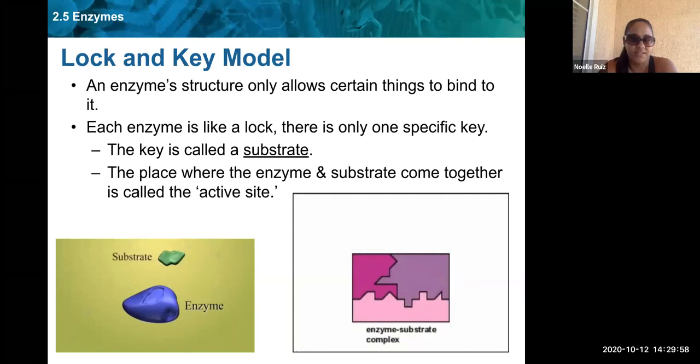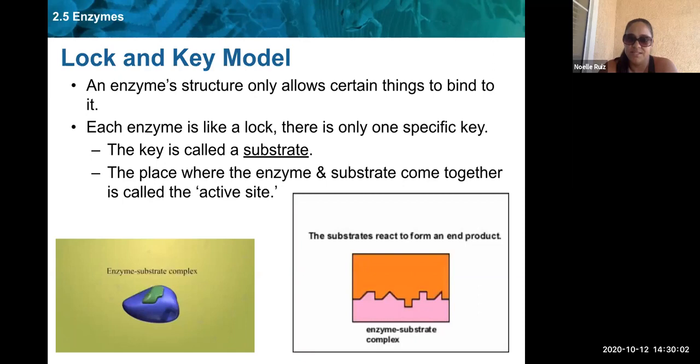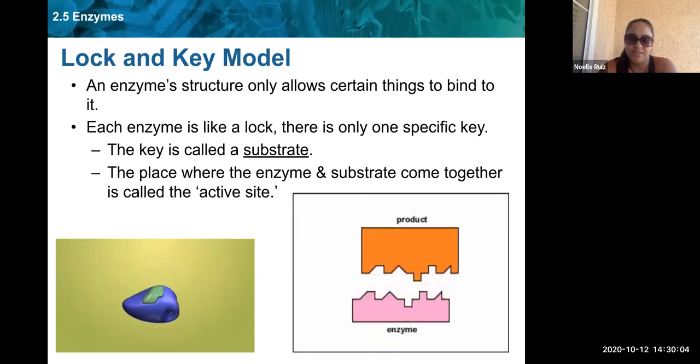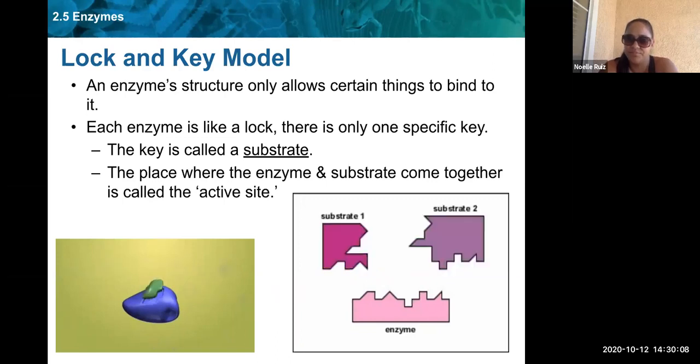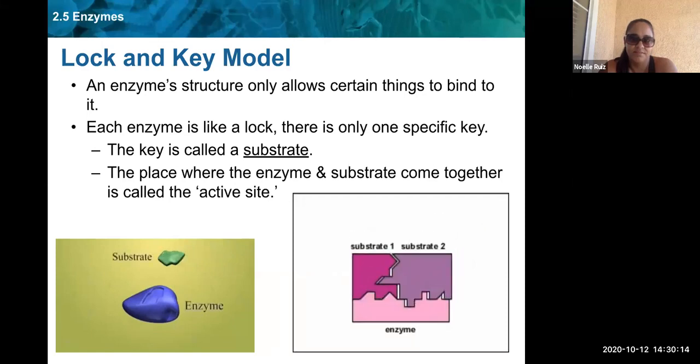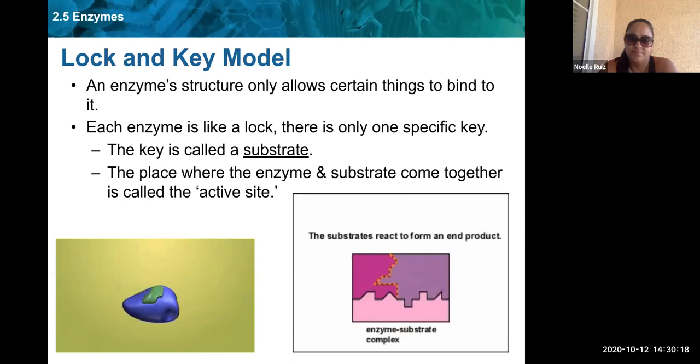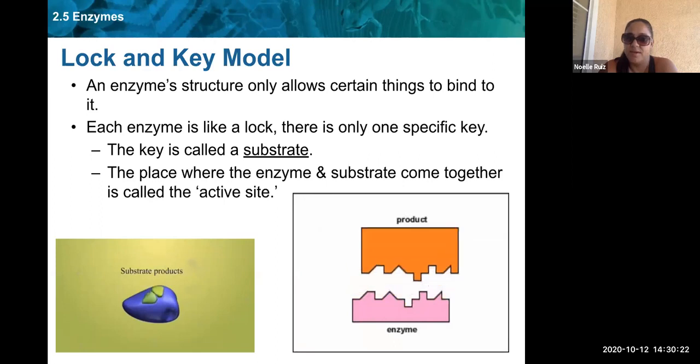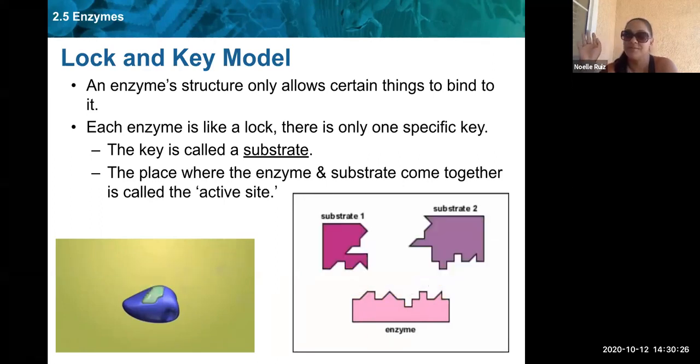A couple different things can happen in a chemical reaction. On the left, you can see the blue is the enzyme, the green is the substrate, and the green splits into two. Those end results are called products. And on the right, you have a different kind of chemical reaction.